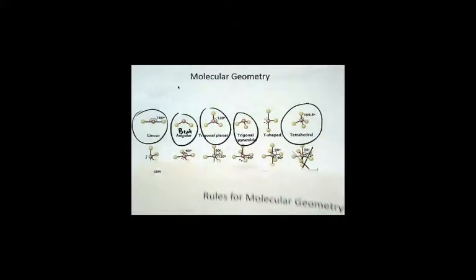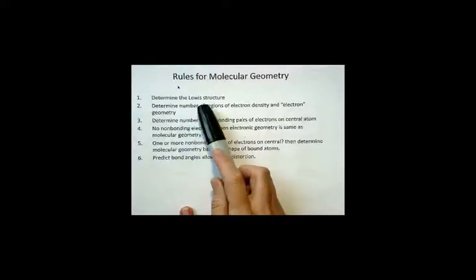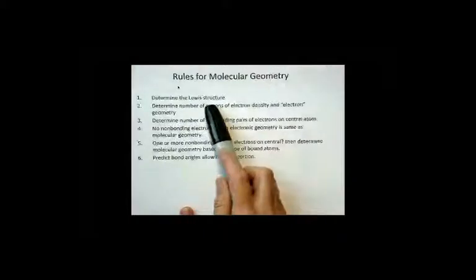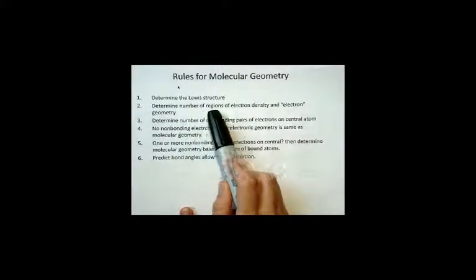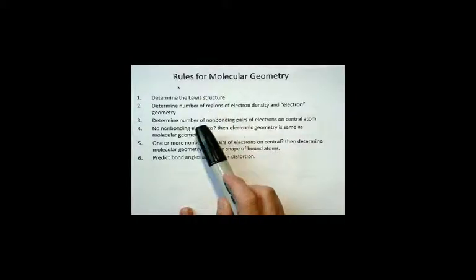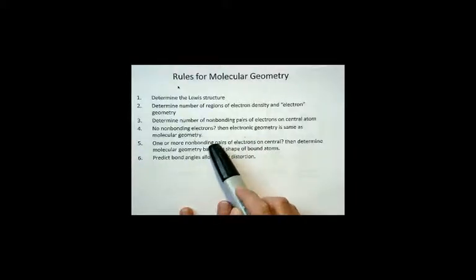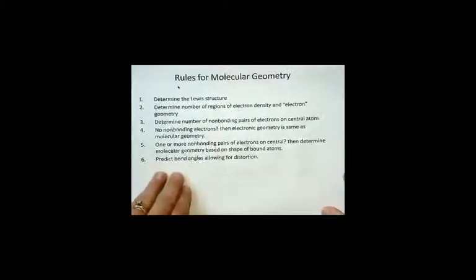Okay? And also I just want to throw these rules up there too. The rules for determining the molecular geometry are slightly different than the electronic geometry. In both cases, you need to determine the Lewis structure first. If you get the Lewis structure wrong, you get the whole thing wrong. In both cases, you need to determine the number of regions of electron density, which will give you the electronic geometry, in other words, the domains. Once you figure that out, you determine the number of non-bonding pairs of electrons on the central atom. If there's no non-bonding, then the electronic geometry is the same as the molecular geometry. If there's one or more non-bonding pairs of electrons, then you determine the molecular geometry based on the shape of the atoms. And that's what I gave you back here.